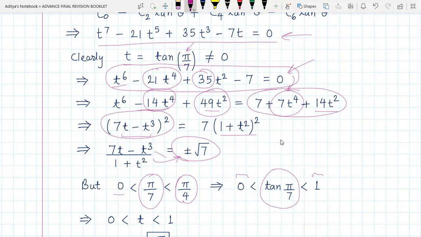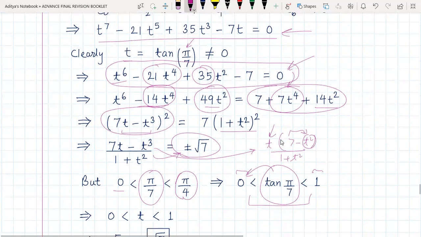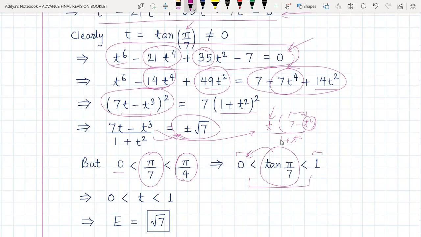So this expression can be written as t into (7 minus t square) upon (1 plus t square). So clearly this is greater than 0, because t is greater than 0. And since t lies from 0 to 1, its square would also lie from 0 to 1. So 7 minus that thing would obviously be positive. So clearly the expression E needs to be positive. And hence the value positive root 7 is accepted as the final answer.